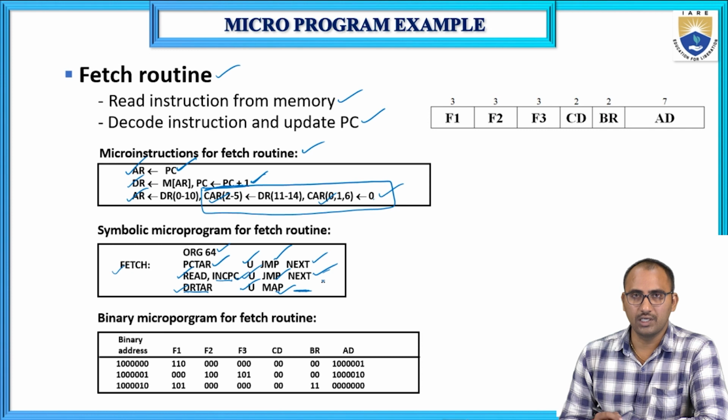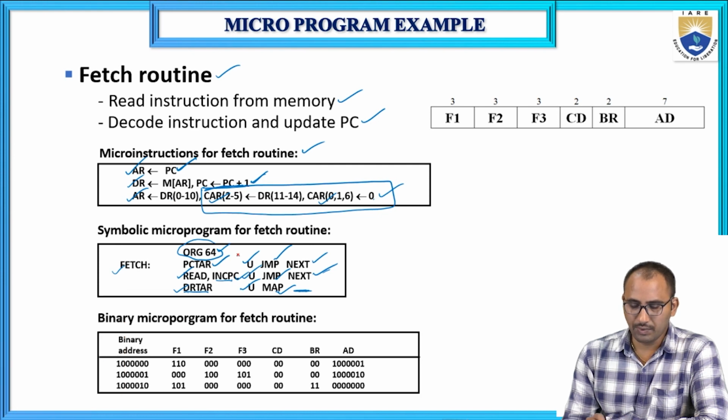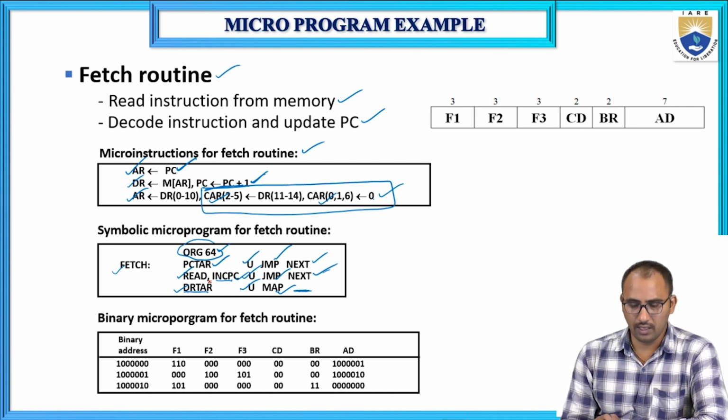So, binary representation of the microprogram for the fetch routine. ORG 64 means this microprogram is located at memory location 64. So 64 in binary, we can represent like this. Next, what is the micro operation? PC to AR.